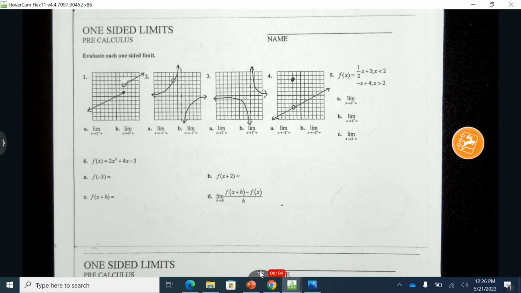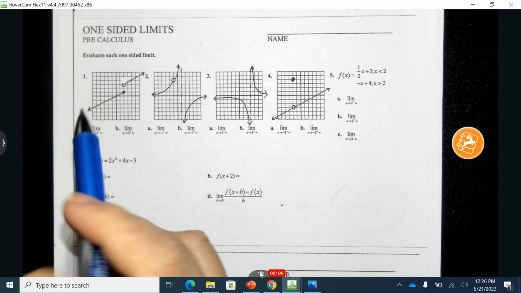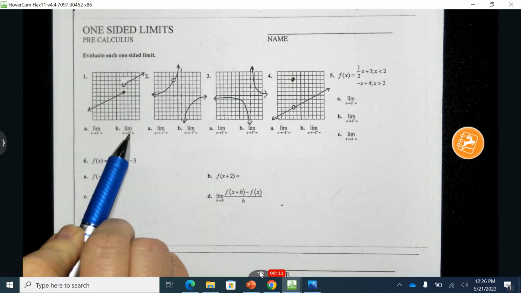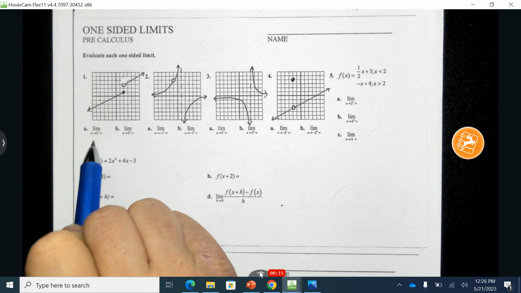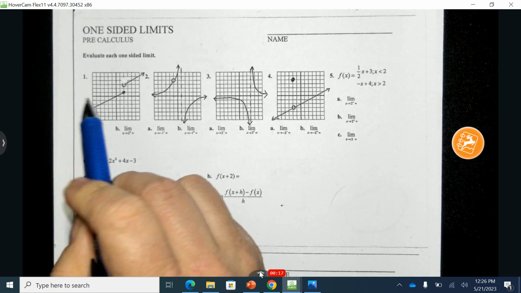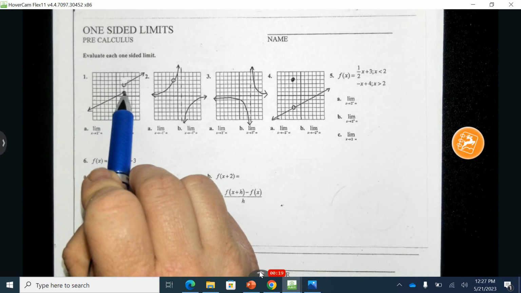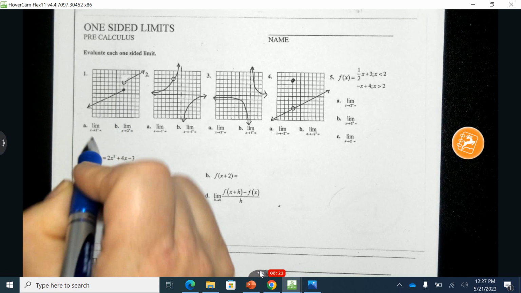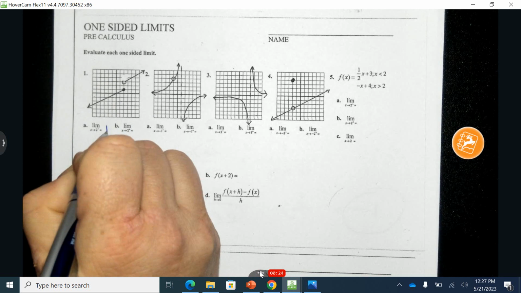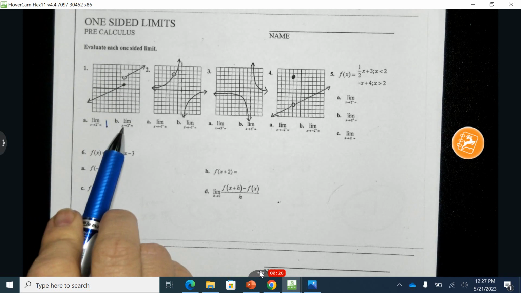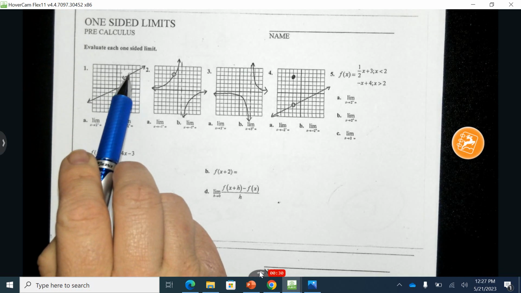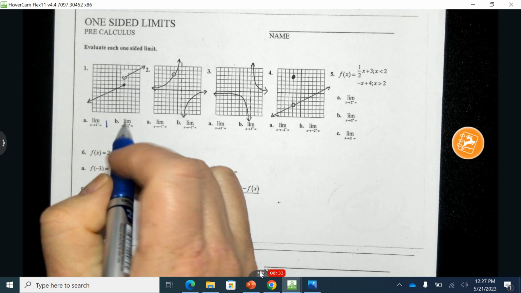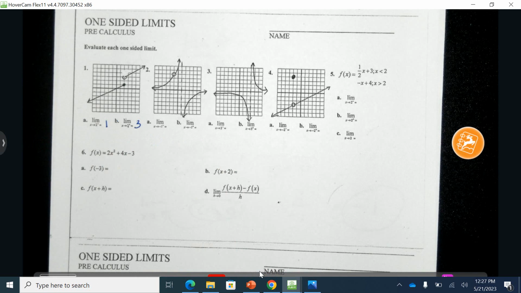One-sided limits. Let's look at the functions we're provided, 1, 2, 3, and 4, and let's visually determine the limit as it approaches from the left and right the specific value. So as this function approaches 2 from the left-hand side, we would be approaching an output value of positive 1. And as this limit approaches 2 from the right-hand side, we would be approaching an output value of positive 3.